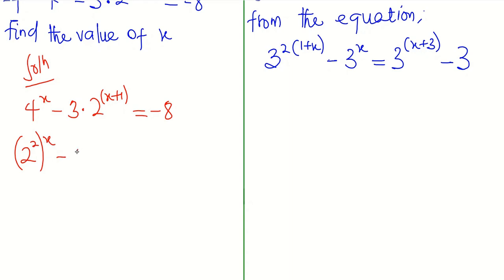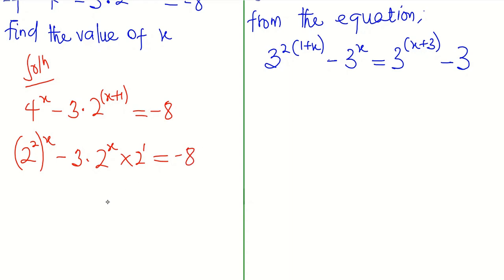So minus 3 multiplied by, now in indices we have the exponents being added as x plus 1, which means that originally the bases were multiplying. So just like we have written here, if the bases are the same and then they are multiplying, we go ahead and add the exponents. So the result of adding the exponent is what is being given as the question. So we have to express these 2 exponents x plus 1 as 2 exponent x times 2 exponent 1. So this is what we have, which is equal to minus 8.